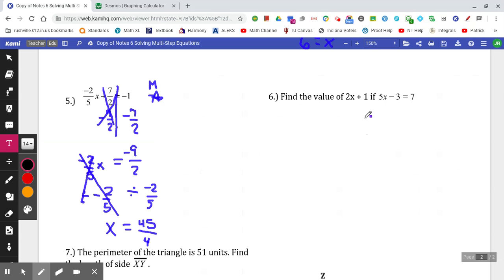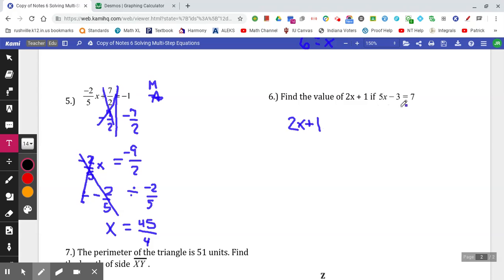This next problem looks a little bit different because it says find the value of 2x plus 1 if 5x minus 3 equals 7. So this is giving us the conditional. It's telling me that I need to solve this equation first. I'm going to find the value of x, and then I'm going to take that value, multiply it by 2, and add 1. Notice this right here, 2x plus 1 is not an equation. I can't solve it. 2x plus 1 is just an expression.